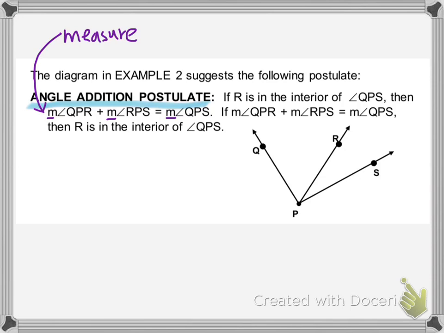So what this is saying, if I take the measure of angle QPR plus the measure of angle RPS, here's RPS, so this guy plus this guy, it's going to equal the measure of angle QPS, the entire thing. Okay, and that seems to kind of make sense. So we're going to be setting up some equations just like we did with the segment addition postulate.